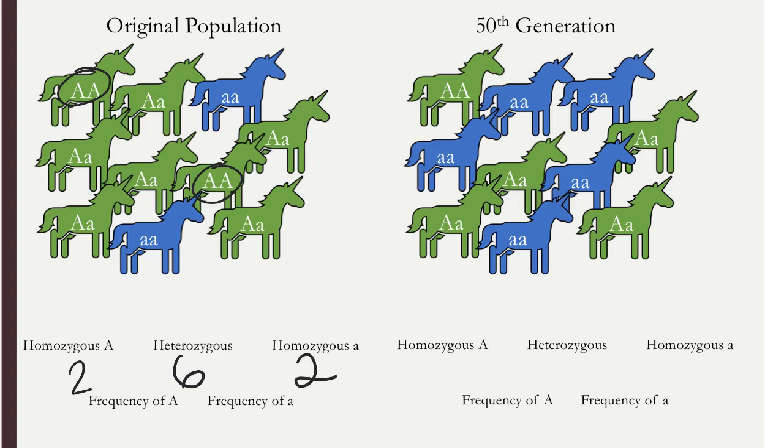Now we're going to look at the frequency. How many different unicorns are there in the population? Ten. How many alleles do they each have? Which means how many alleles are there in the population? Each individual has two: either a big A and a big A, a big A and a little a, or a little a and a little a. So that's 2 per individual, 10 individuals, 20 alleles in that group. How many of them are big A?